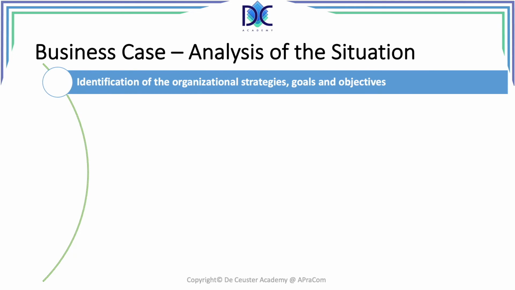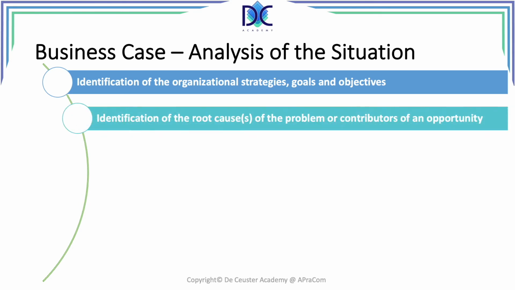First of all, we have the identification of the organizational strategies, goals, and objectives. Then we have the root causes of the problem or the contributors of the opportunity. Why do we have a problem? Or what is the opportunity? So when we have an opportunity, we can say we're making a new car like the Lexus, or we have a problem. We are looking at resolving some issues in our production, for example.